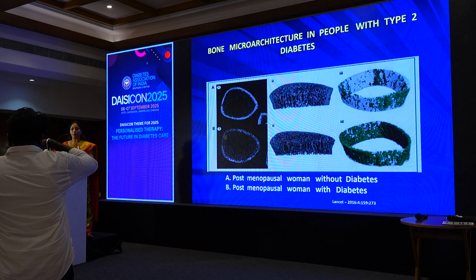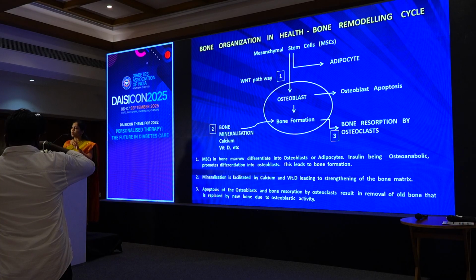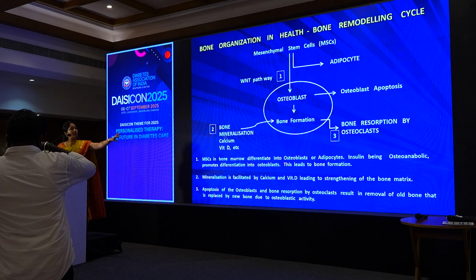So that is the main point we need to appreciate when understanding how qualitatively deficient the bones are in an individual with type 2 diabetes, all the more in women. That said, I've always been very impressed with the pathophysiology of what happens in diabetes and bone. The mesenchymal stem cells have to differentiate into the osteoblast through the WNT pathway.